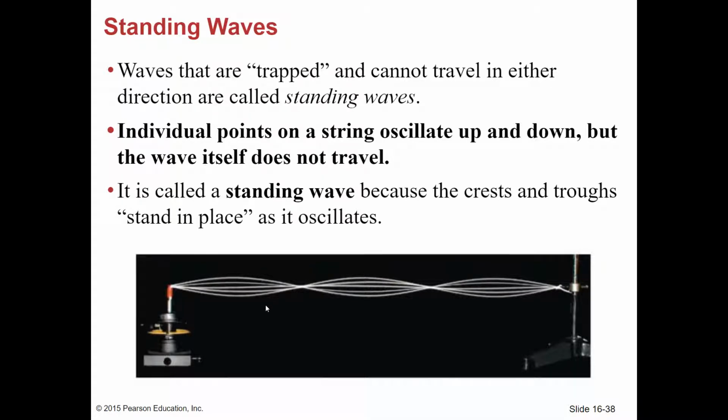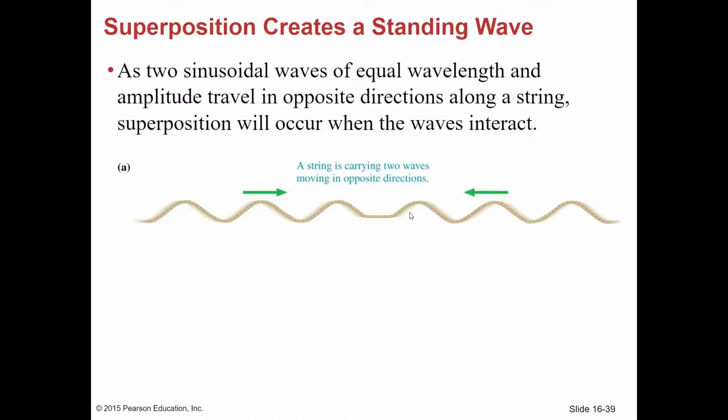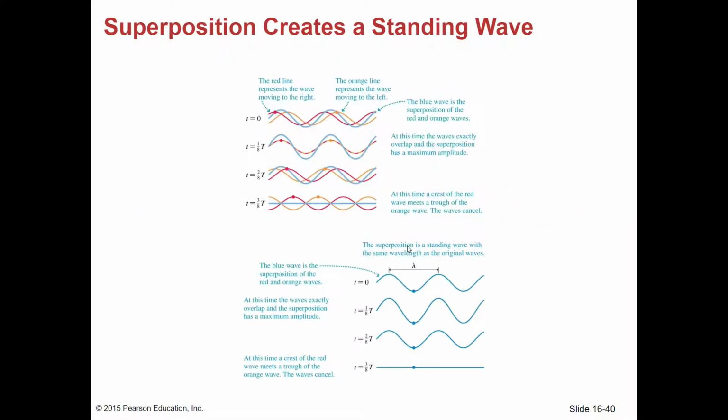The wave travels through the string. And this is called a standing wave because the crests and the troughs seemingly stand in place as it oscillates. So we've got this sinusoidal wave coming from the right going left, and this one coming from the left going right. When they interact, there's going to be a bunch of different types of superpositions, right? So this graph is kind of crazy.